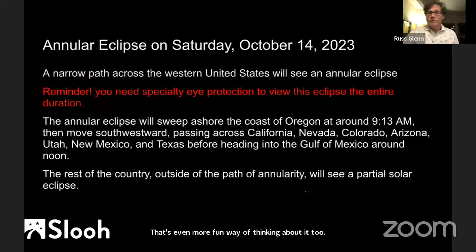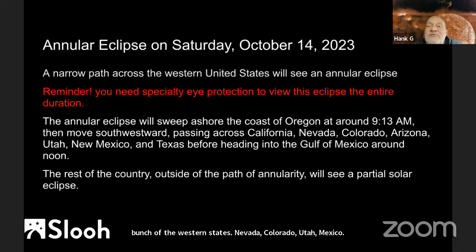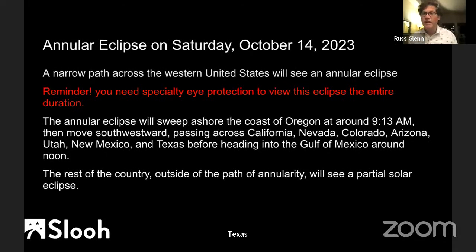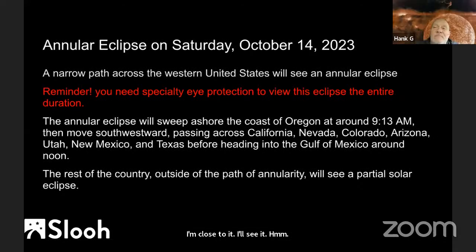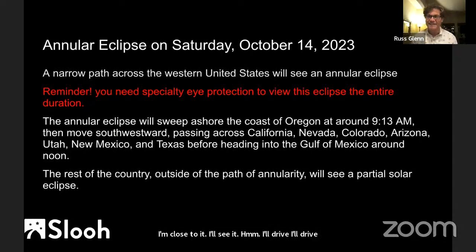So if you're in the narrow path, and I don't know, Hank, I don't know where you are, but hopefully you're in the narrow path. But if not, you'll still get a nice partial eclipse. It's going to be passing through Oregon and a bunch of the western states: Nevada, Colorado, Utah, New Mexico, Texas. I'm close to it. I'll see it. Yeah, maybe you can drive to it. Oregon. Oh, okay, cool. I'll drive down to Oregon and to the remote backcountry there, and I'll see it. Nice. That's going to be amazing. I think that's where you're going to get the longest annularity too, is in Oregon.